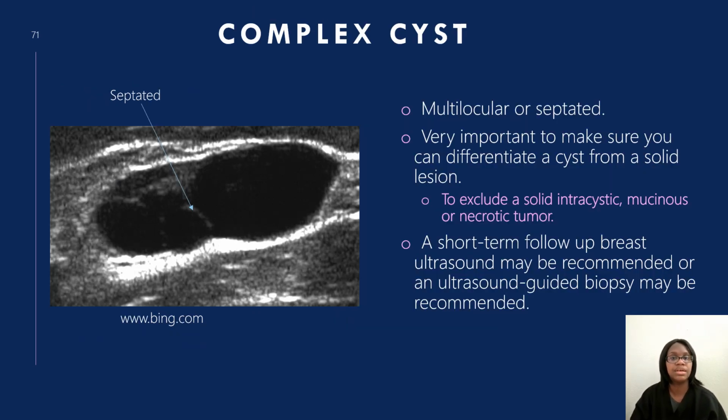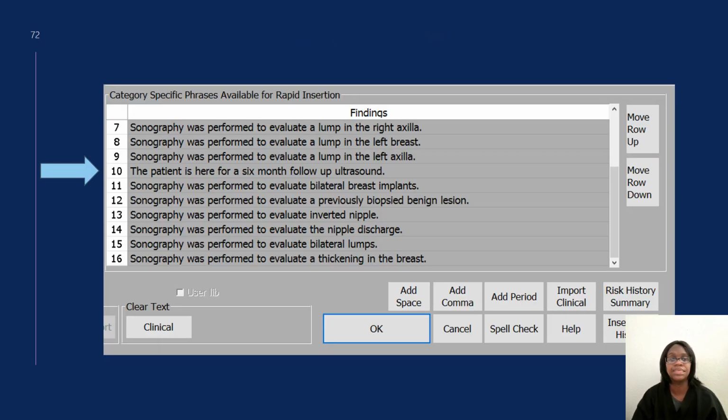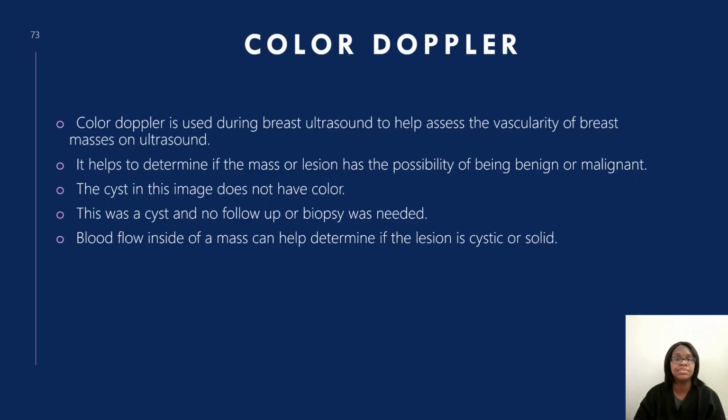Right here you have another form of a cyst. This is kind of considered like a complex cyst because you see that the blue arrow is pointing to what is like a split or septated in the cyst. So the radiologist will recommend a short-term follow-up, or may even recommend an ultrasound guided biopsy. And then you just chart patient came back because this is a 6-month follow-up. With medical, especially in radiology, charting is very important.